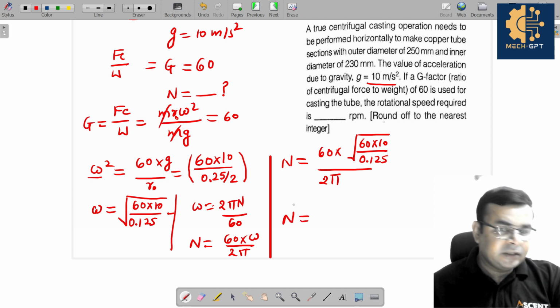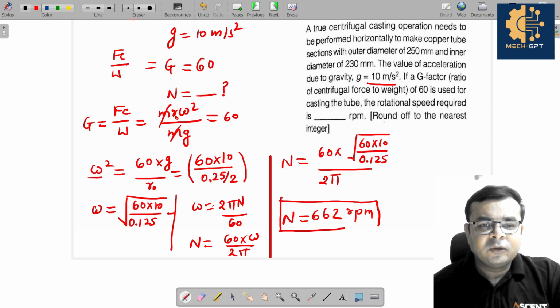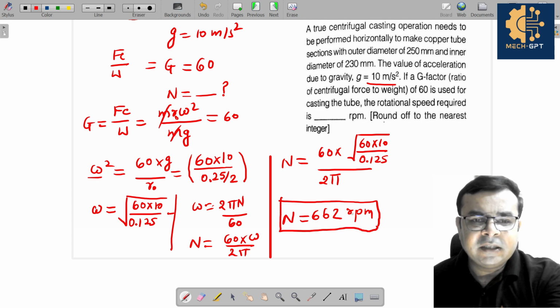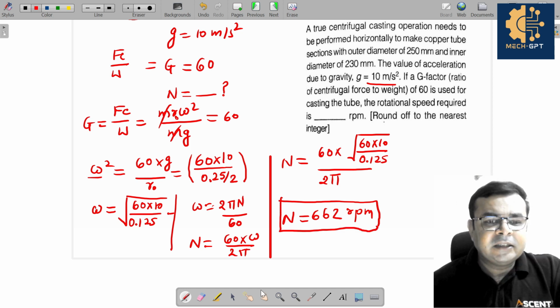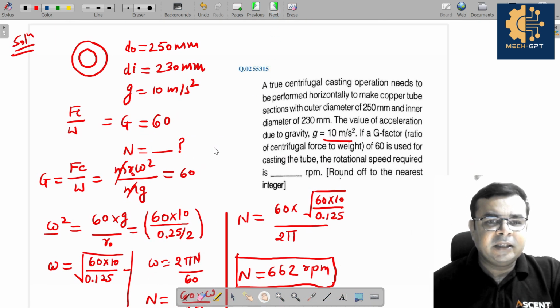After simplifying this, here we get 662 RPM. So like this, you can easily solve this problem. Yes or no? So let's see another problem. This is a very simple problem, correct? Next, you can see here.